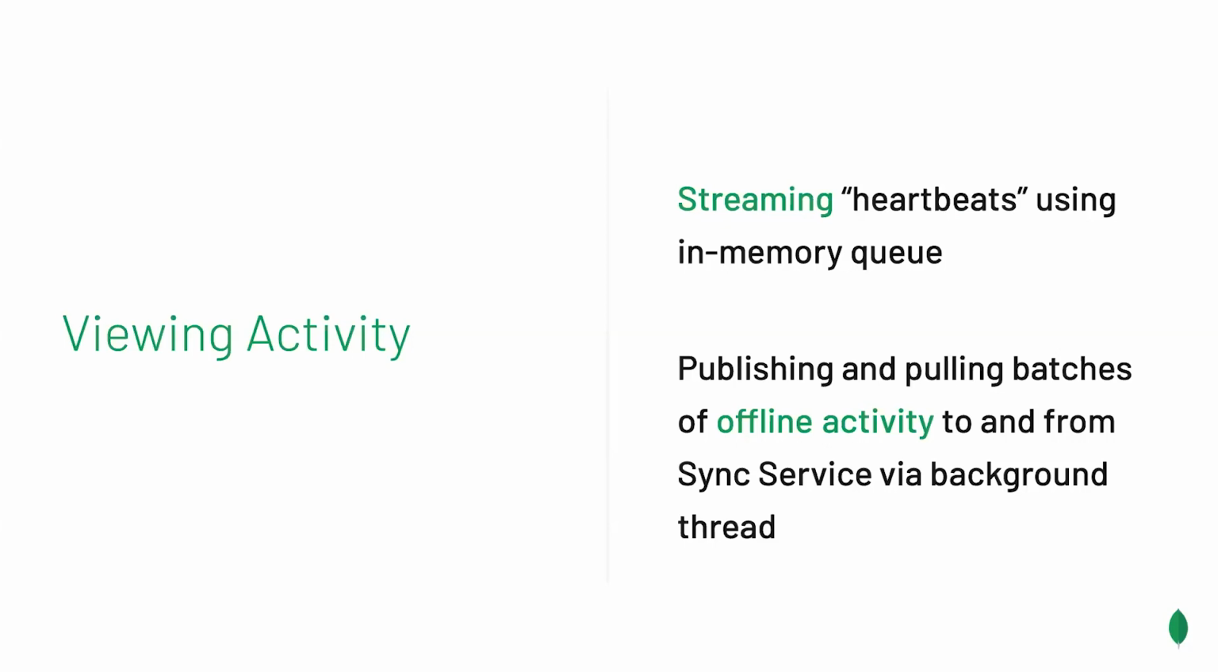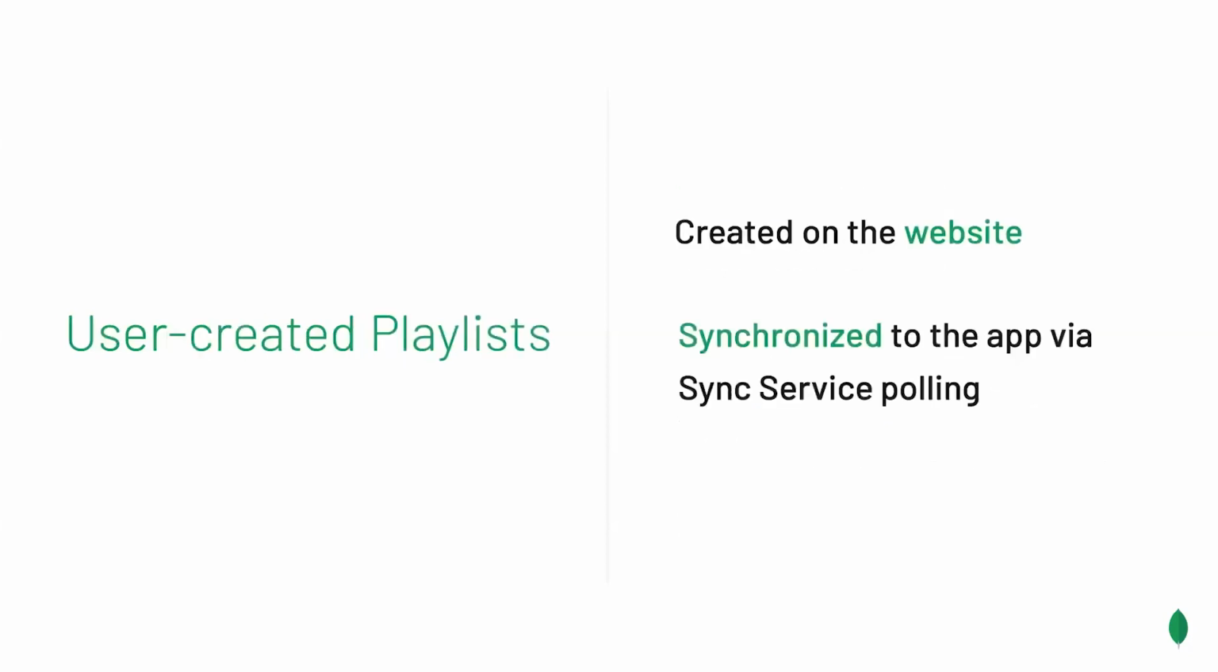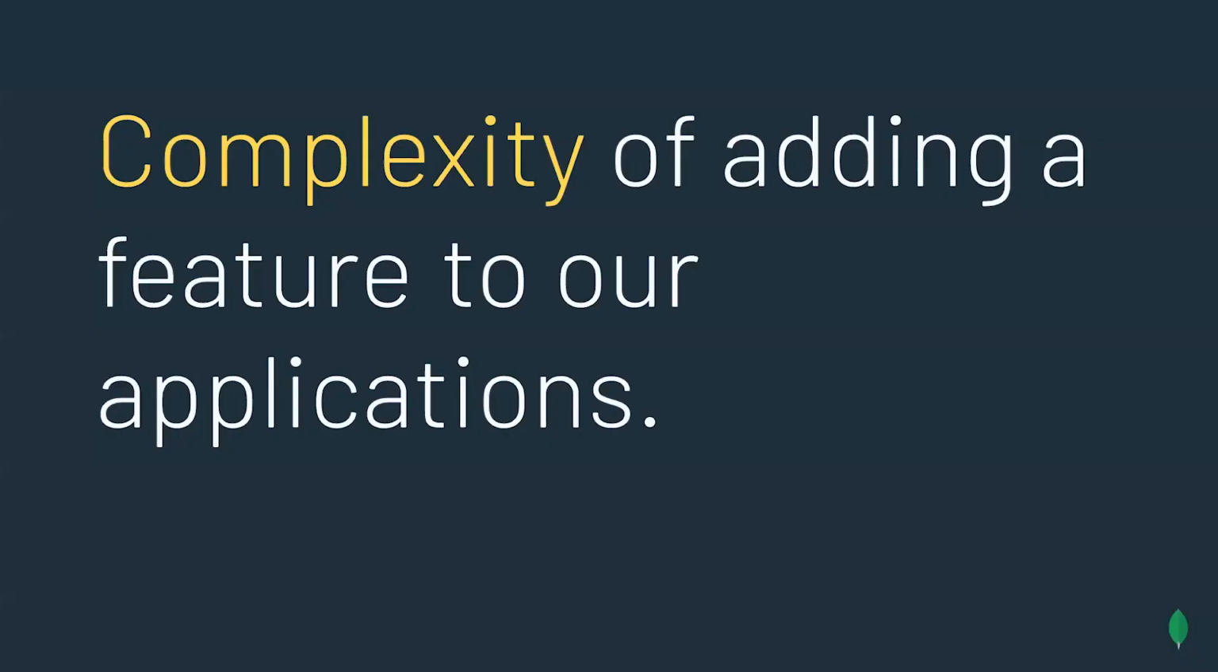When viewing fully offline, these heartbeats are written to Realm. When connectivity is restored, any unsynchronized heartbeats are batched up and sent to our sync service for further processing. The sync service is also polled periodically to retrieve new viewing activity that may have occurred on another device. Finally, we have our user-created playlists created on the website. These playlists need to be made available on all of the user's devices.